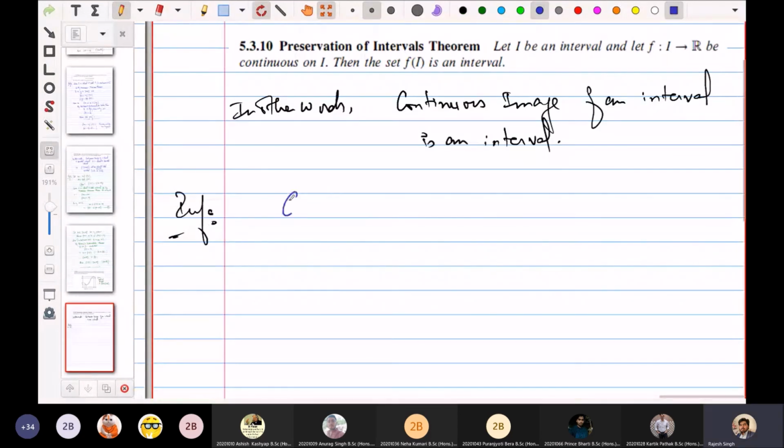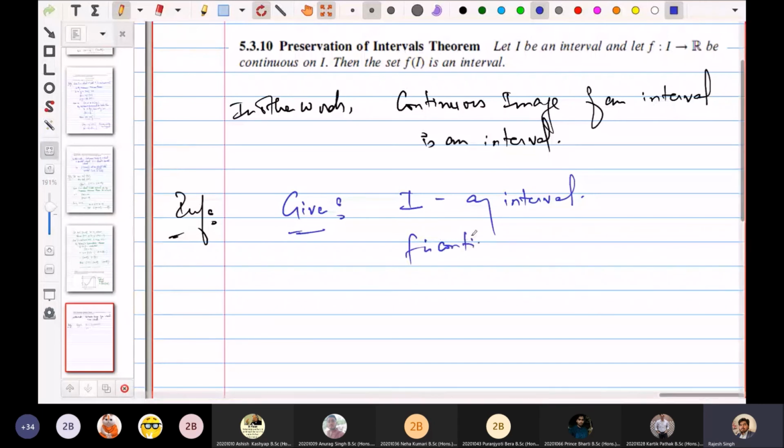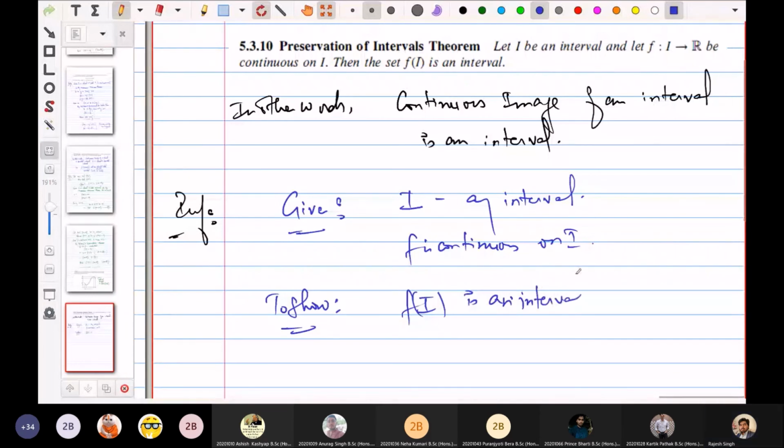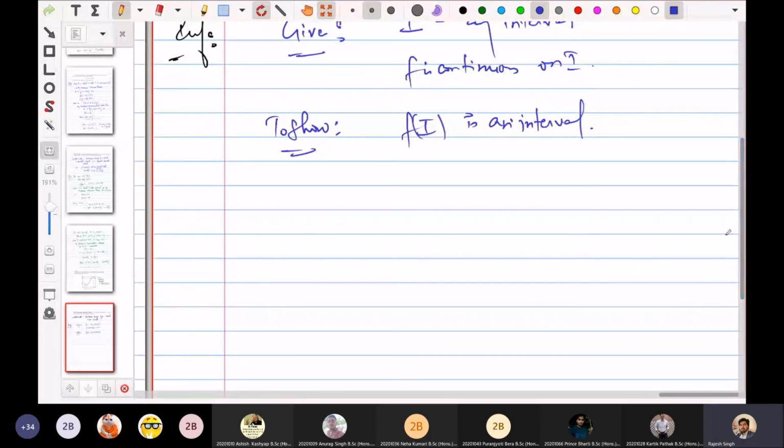So given is, we are given I any interval, ठीक है, it may be closed, it may be open, and f is continuous on I. To show f of I is an interval, what is the definition of an interval? इंटरवल की डेफिनेशन क्या होती है, कोई बताएगा?